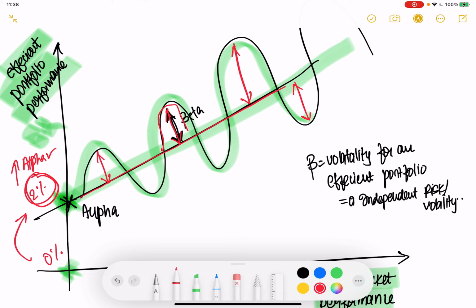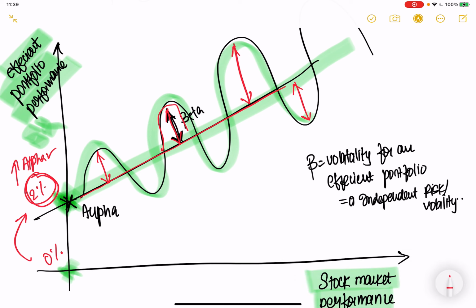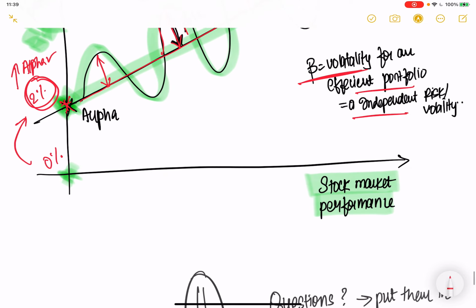So if the market returns go this way and it's volatile, higher the volatility, higher the risk. But remember this, beta equals volatility only when you're comparing it with an efficient portfolio, which has zero independent risk. So beta equals volatility, alpha is when the stock market returns zero, what is your portfolio's performance? So hopefully that is helpful.